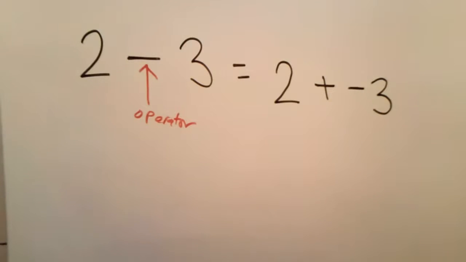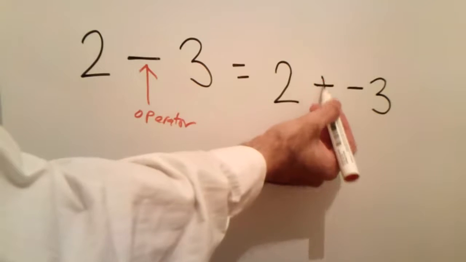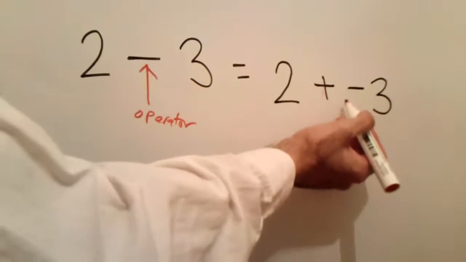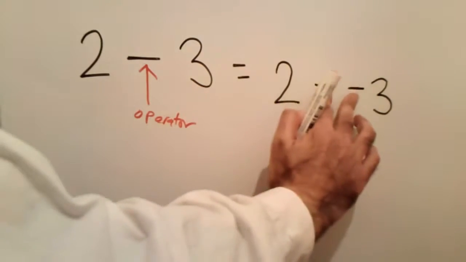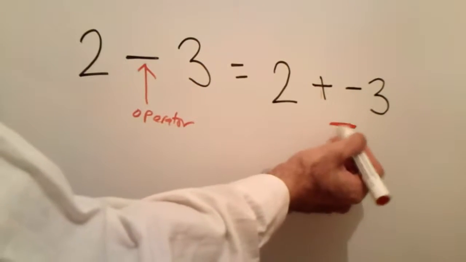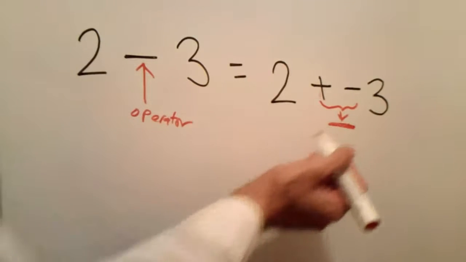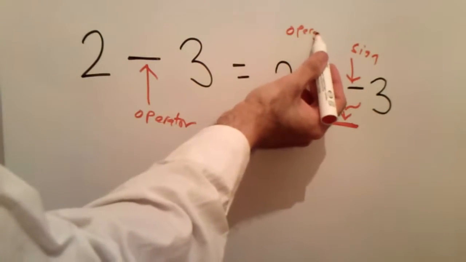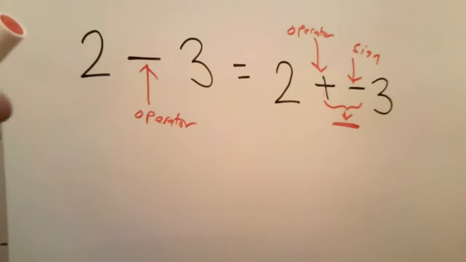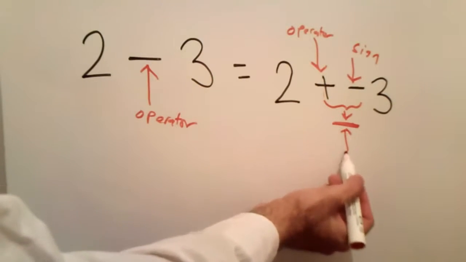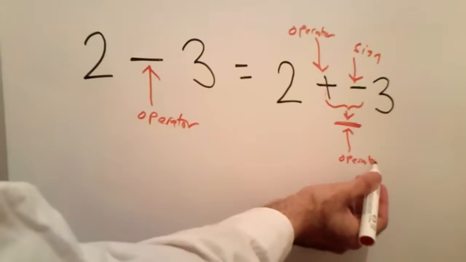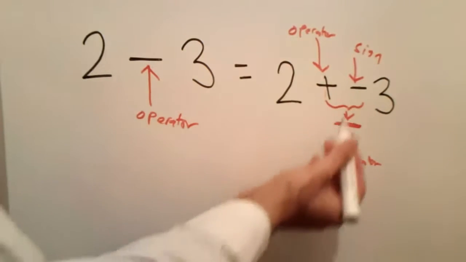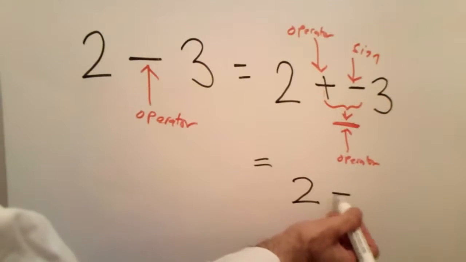If you remember, what happens when the plus sign and the negative or minus sign touch each other? A positive and a negative, the signs are different, so it becomes a negative. Here, that's the sign, and that's the operator. When they touch, we get a new operator of take away or minus. That's how it transforms. So a plus and a minus here becomes a minus, so that's equal to 2 minus 3.